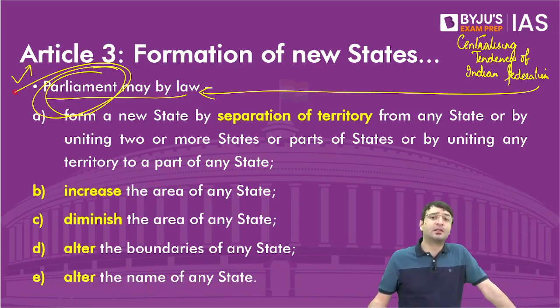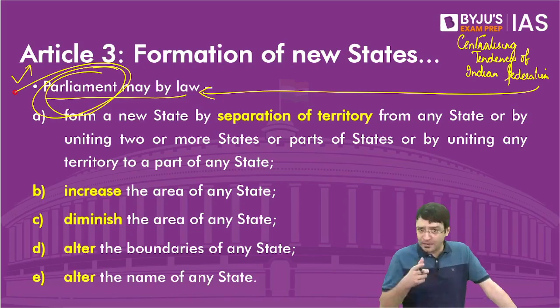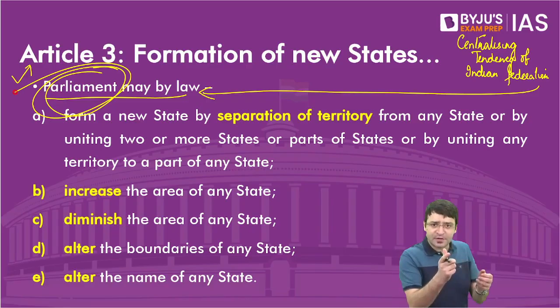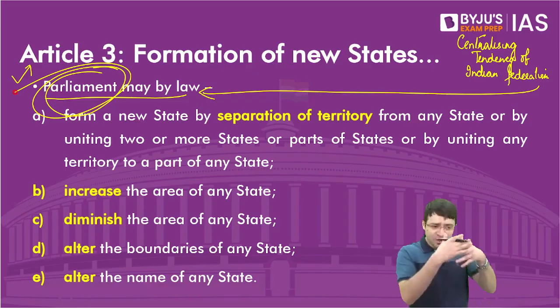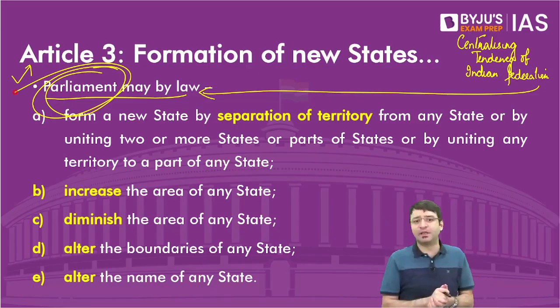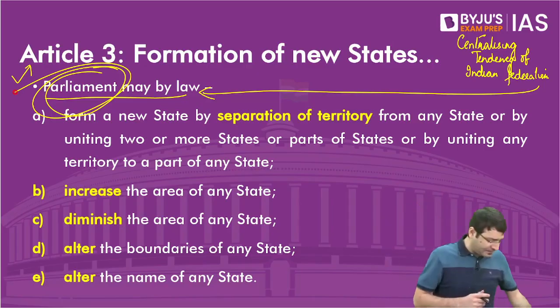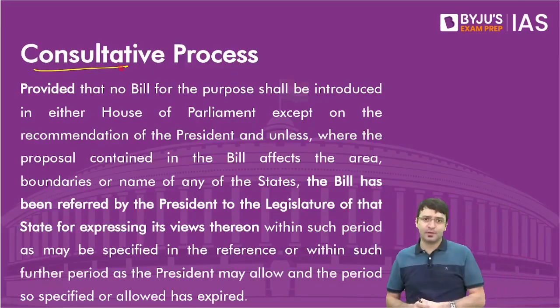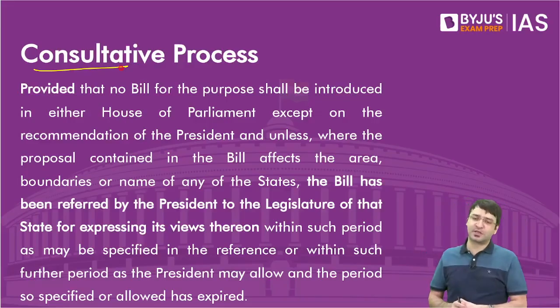So what is Article 3 of the Constitution? Parliament may, by law. What can Parliament do? It can, through law, increase the area of a state, decrease the area of a state, alter the boundaries of the state, change the name of a state, split the state, merge two or more states. That's the power available with the Parliament under Article 3 of the Constitution. But even then, there is a consultative process to be followed. What is the consultative process?